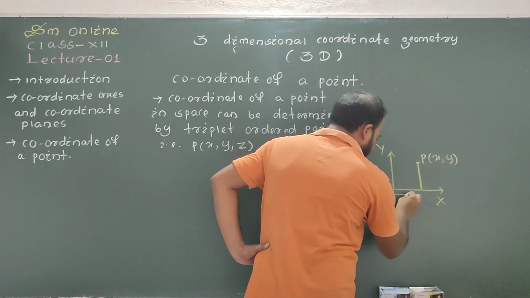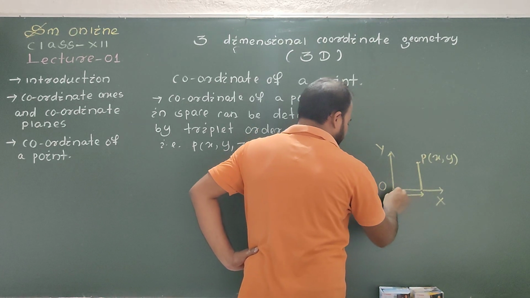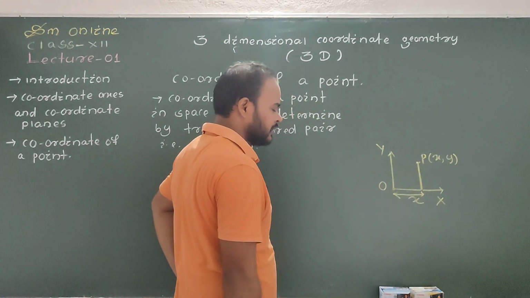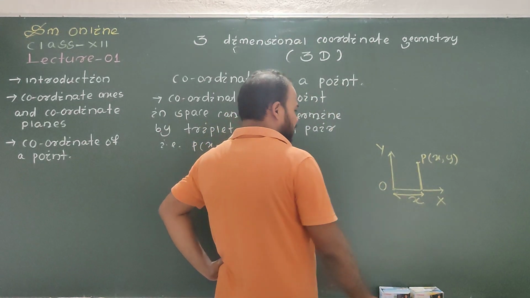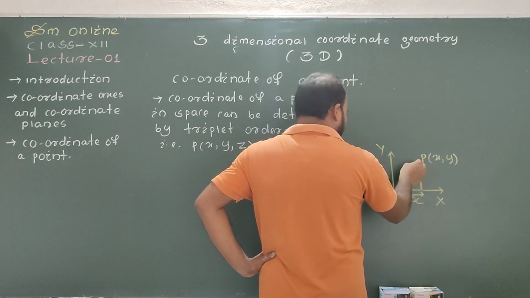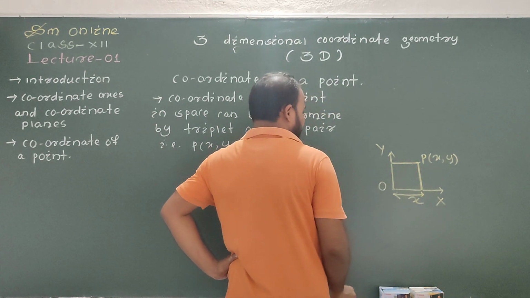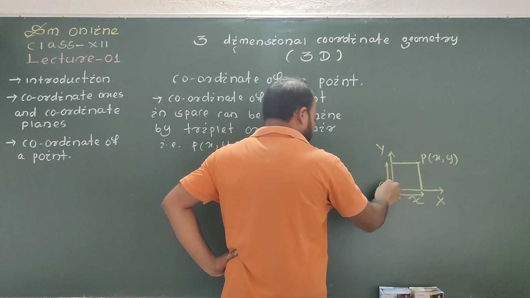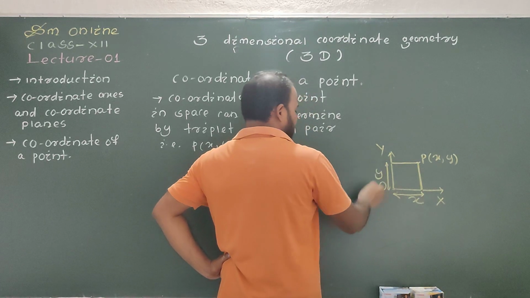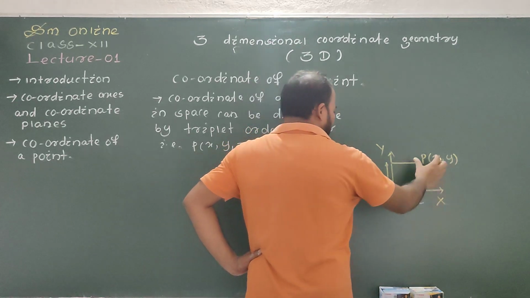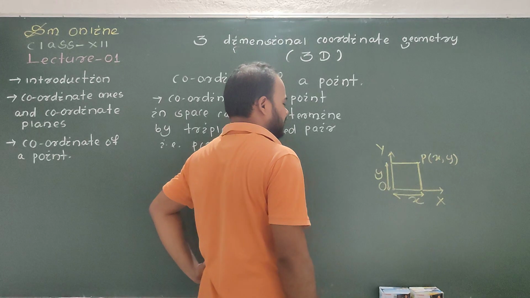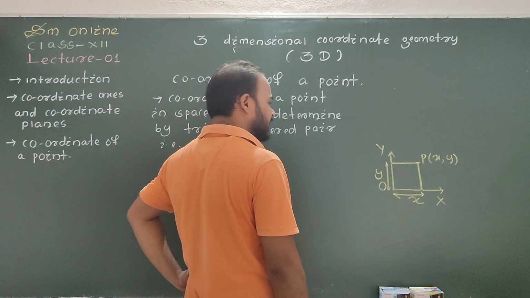then this distance is known as what? X. Like this, if we drop a perpendicular on the y axis and the distance from origin is, let it be y. So we can give the coordinate of P as x, y. The coordinate of P will be x, y.